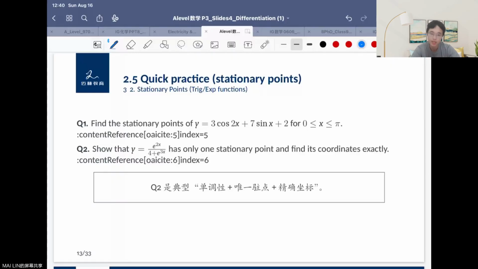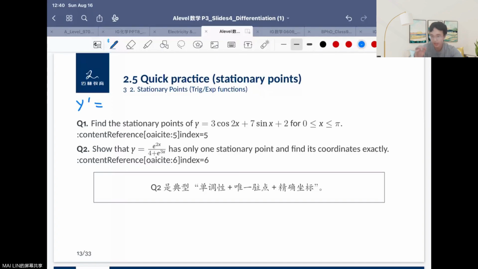So for y equals 3 times cosine 2x plus 7 sine x plus 2, for x bigger than or equal to 0 and smaller than or equal to pi, you want to find its stationary points. First, you can try to differentiate, because every stationary point has a derivative equal to 0, right? You can calculate the first derivative of the equation.